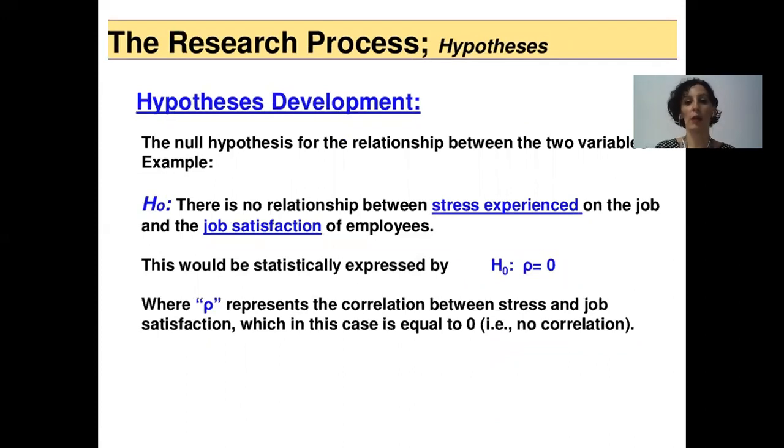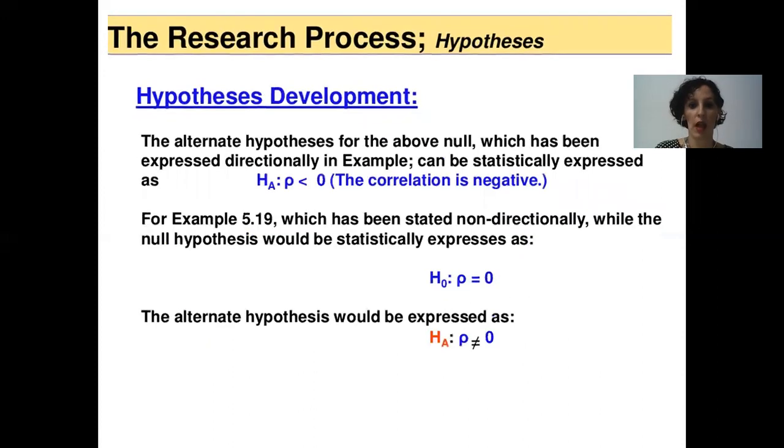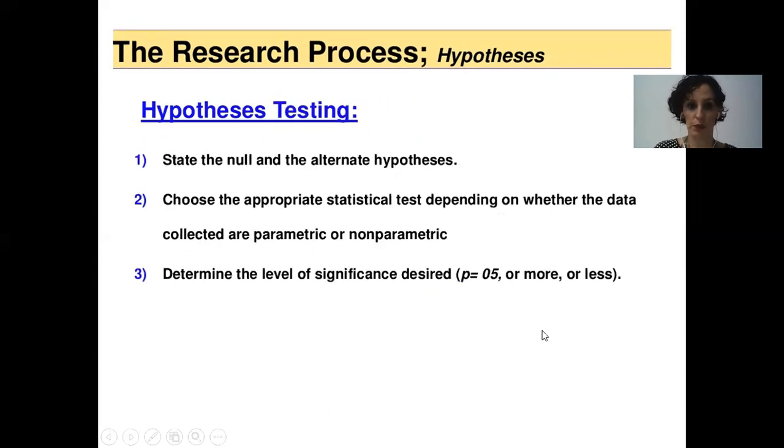And so the null hypothesis is that there is no relationship, there is no effect, for example, in this example of the stress experienced on the job and the job satisfaction of employees. And statistically, it would be expressed in this way. And the other one would be an alternate hypothesis, which has been expressed directionally, expressed in this way where the correlation is negative. And the alternate hypothesis would be expressed as HA with not equal to.